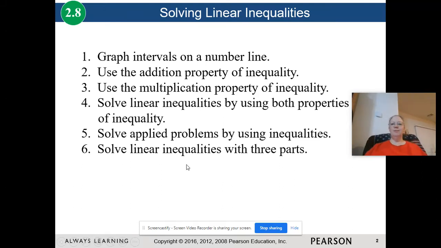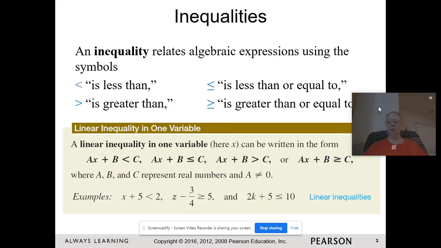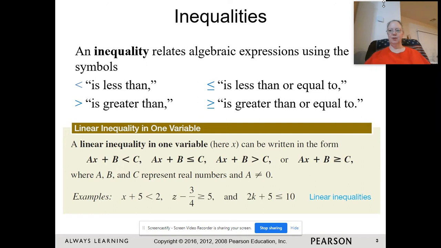Section 2.8, we're going to be solving linear inequalities. As a reminder, if you have an inequality symbol, this is an example, we would read that as less than or equal to, is greater than or equal to.